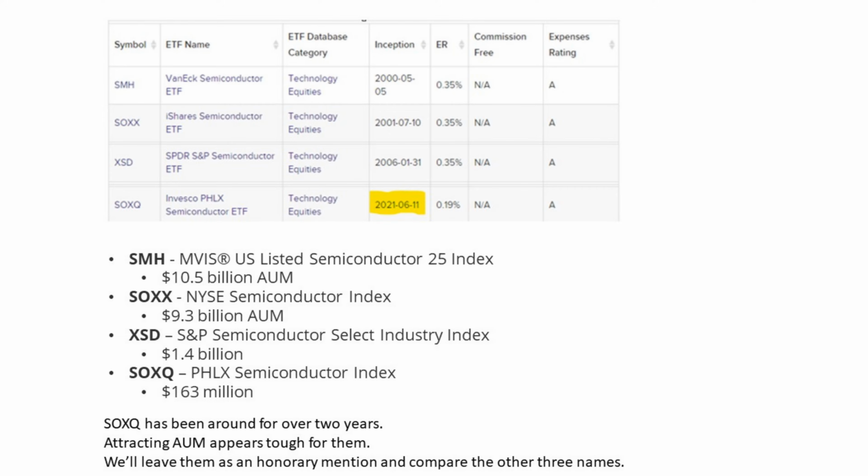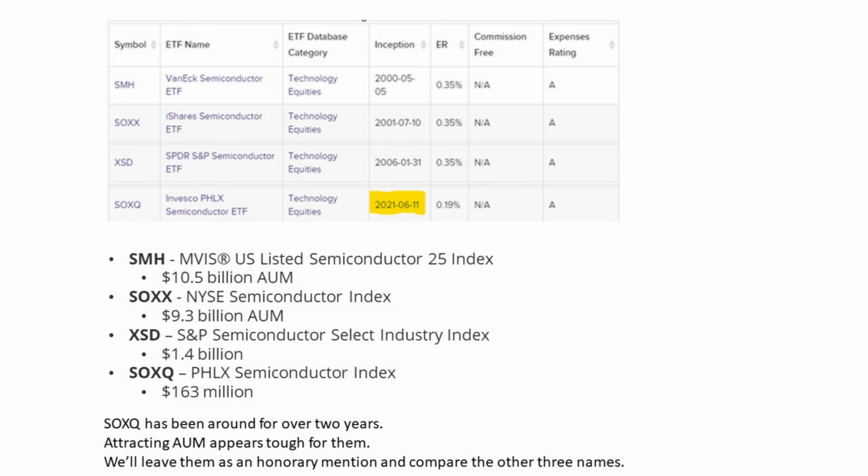And what we're going to do next is we're going to drop the SOXQ, or Invesco PHLX Semiconductor ETF, off our analysis for a number of reasons. First of all, it's been around for 2 years and it hasn't attracted a lot of assets under management, just $163 million. So a rule of thumb might be that an ETF needs to have about $100 million to survive at least.